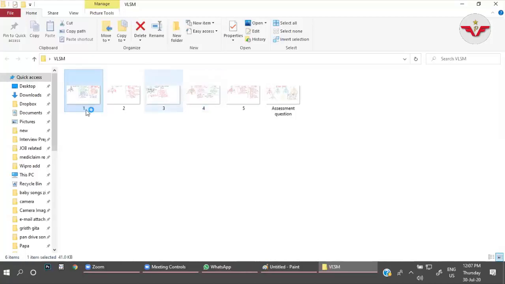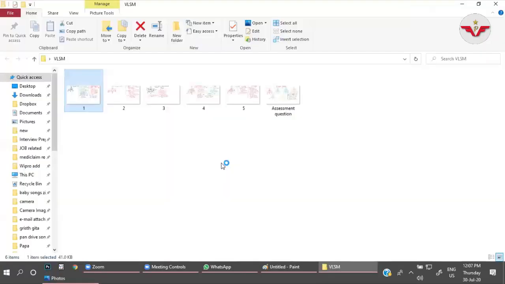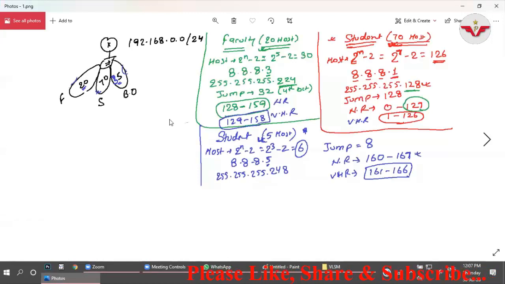So yesterday, whatever we have completed in the VLSM part, I have saved everything here, like five VLSM questions we had done yesterday. The first one which we had completed, the class C subnetting and the VLSM, I'm going to implement exactly the same question in the packet tracer in the real environment. How it works, we will check that.